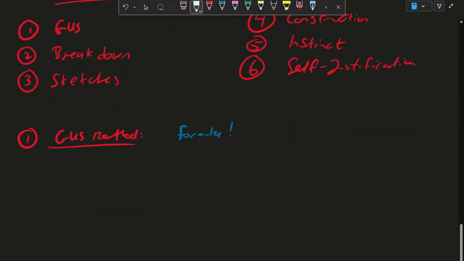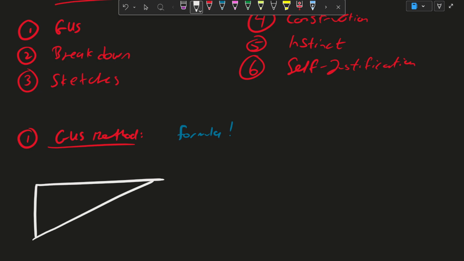So just as an example, let's just say we were doing trigonometry. Let's say we just have a sample triangle here. We're given this angle here is 25 degrees. We're given this length as 20 meters. And we're asked to find out what this distance x here is. So pretty standard Junior Cert trigonometry problem. I'm not going to go through the exact answer or anything, just how I do things with the GUS method.